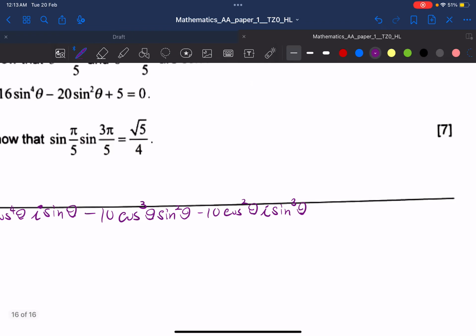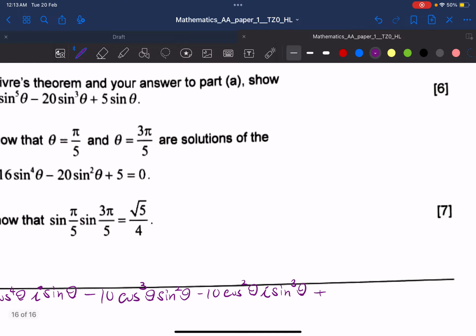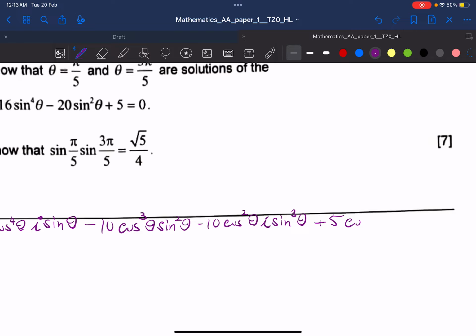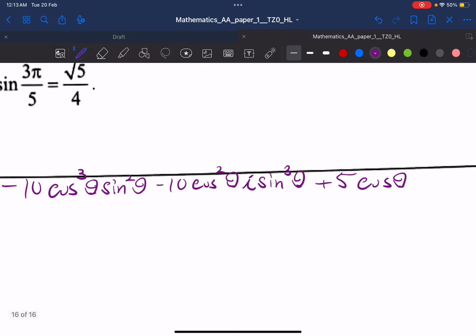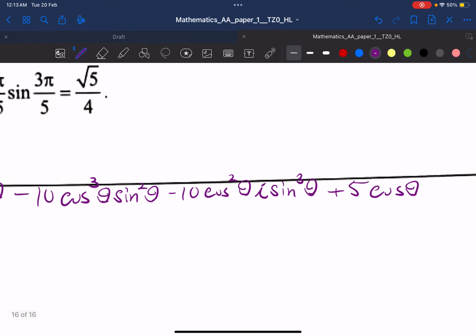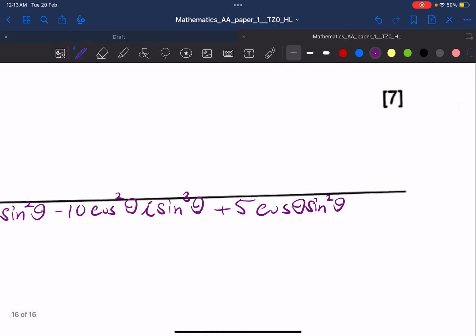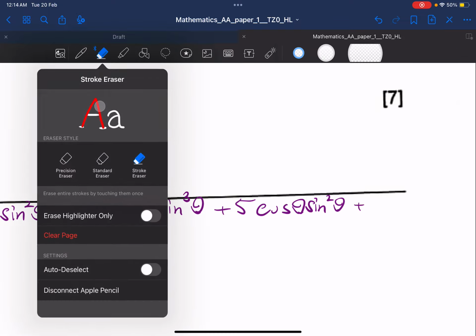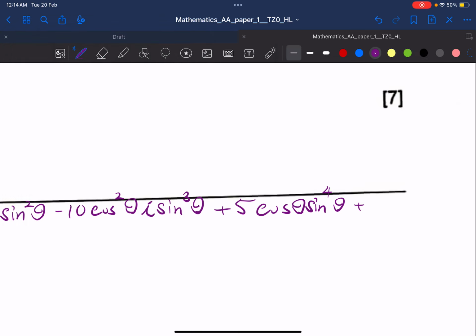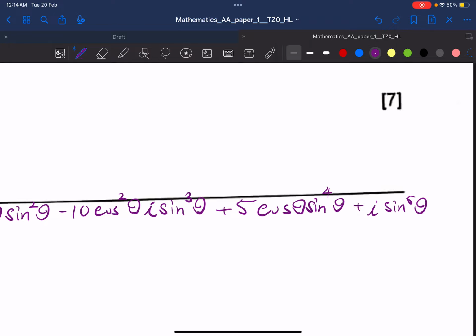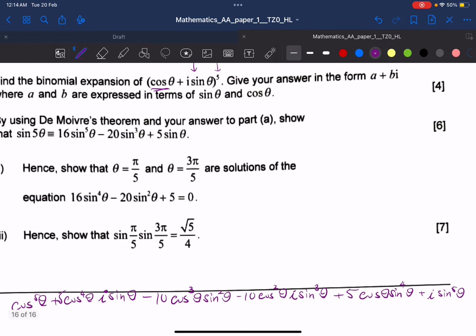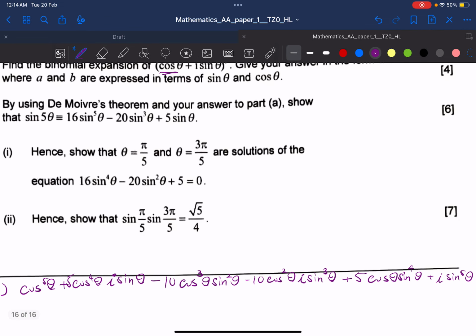Okay, and then the final two, I think, would be 5 cosine theta. i times i is negative, negative become positive, so here's positive, sine squared theta. And then the final one, I believe it will be just plus, sorry, this should be 4, my bad. Okay, so like this, and then the last one I think will be i sine power of 5, like this. Okay. I think we have things to double check later, so I think it will be okay.